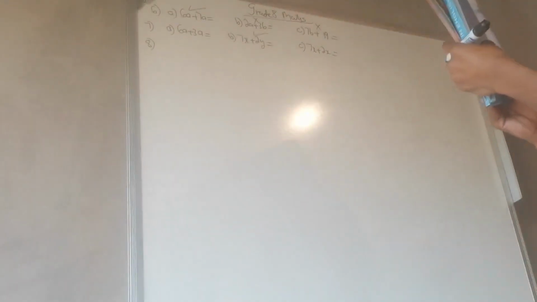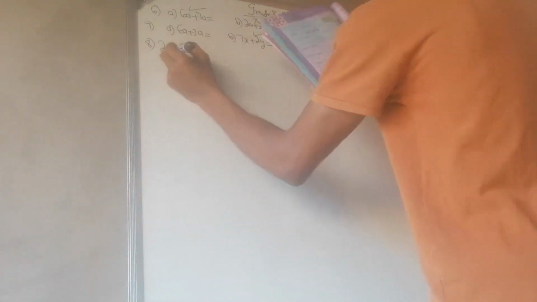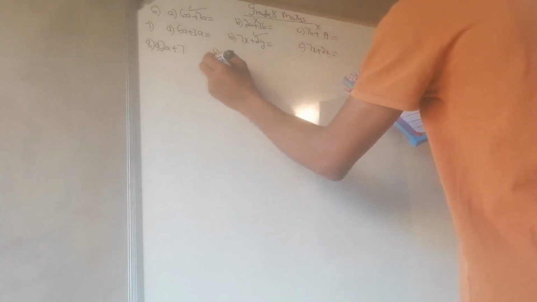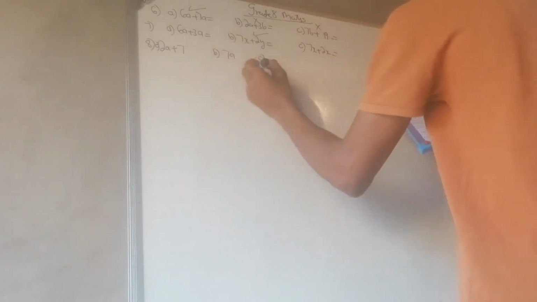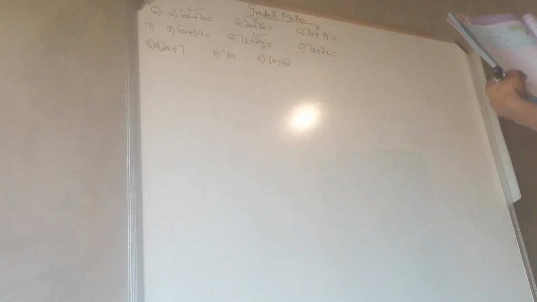Number 8: circle the algebraic expression. For number A, we have 2A plus 7. For number B, we have 7A. Number C, we have 3A plus 22. Which one is an algebraic expression? Number B.